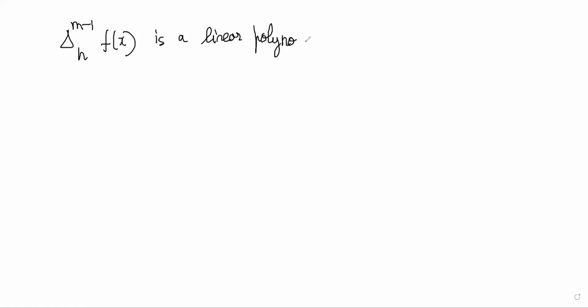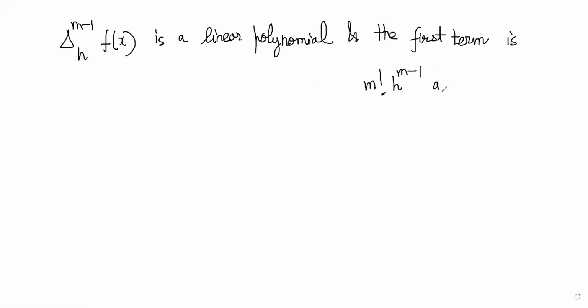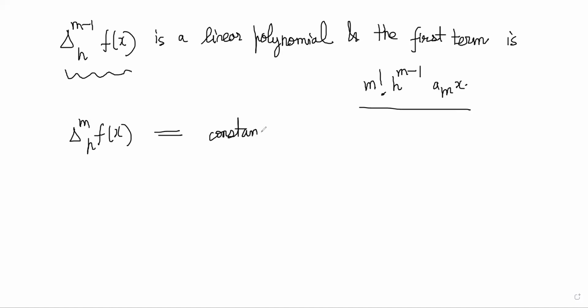It has degree m minus 1, so the degree comes out to be 1. And the first term of that you can evaluate from the general formula. The first term will come out to be m factorial h power m minus 1 am into x. This is the (m minus 1)th order difference, right? And the mth order difference of f of x will come out to be a constant, a degree 0 polynomial, and that will be m factorial times h power m am, right? Now, any higher order difference will be identically equal to 0.